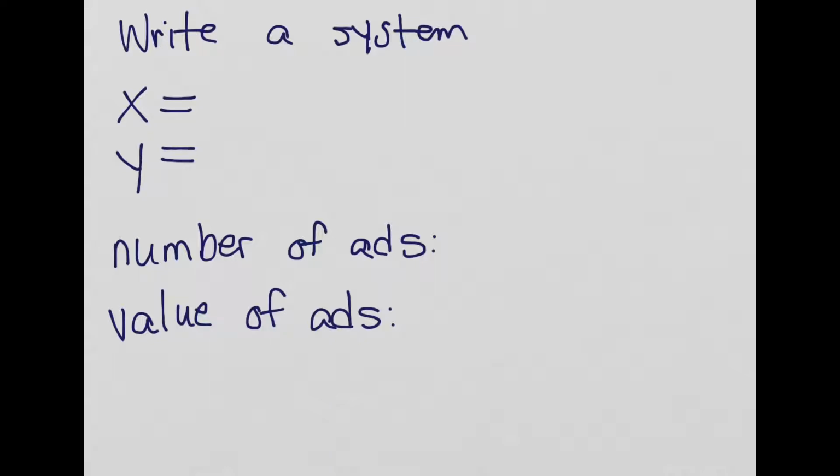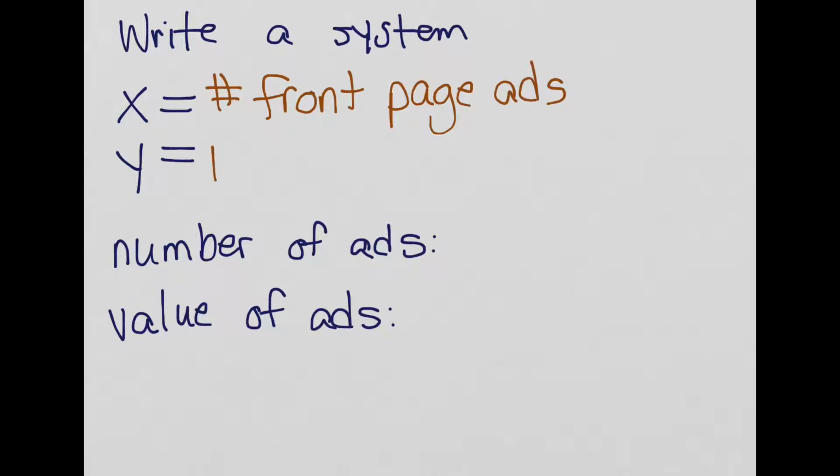I don't know how many inside ads or front page ads we're going to buy, but I could make a variable, say X would be the number of front page ads. How many of those expensive ads are we going to buy? And then Y could be the number of inside ads, the cheaper ones. Some combination of the front page plus the inside is going to give us at least 20 advertisements, but no more than $30.